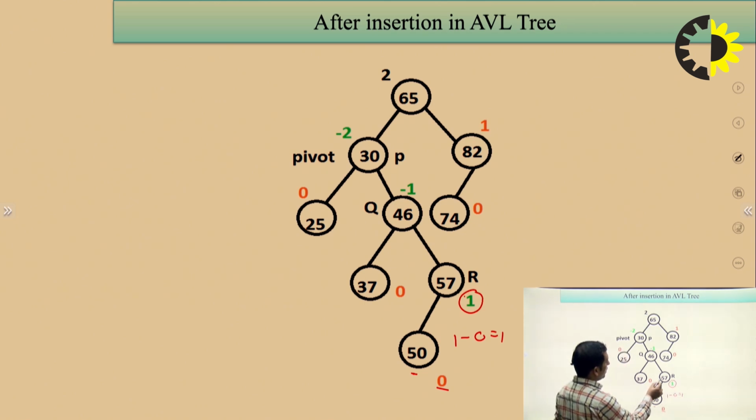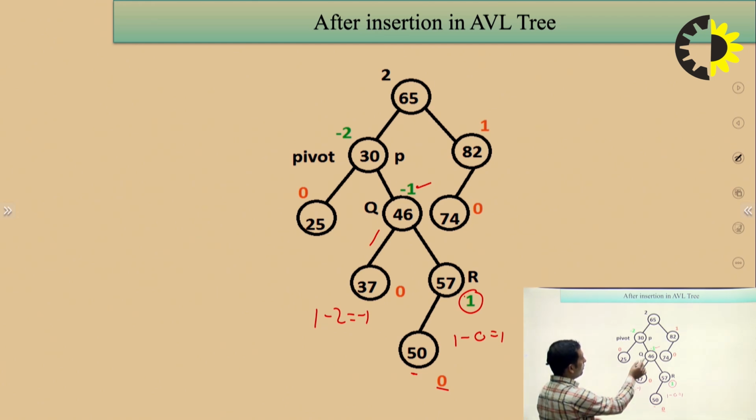Now calculate the balance factor of its parent. We calculate the balance factor in ancestor order. So 57's parent is 46. We calculate the balance factor of this particular 46. The height of the left subtree is 1 and the right subtree is 1 and 2, so that is 1 minus 2, that is minus 1. So okay, this is also fine in this case.